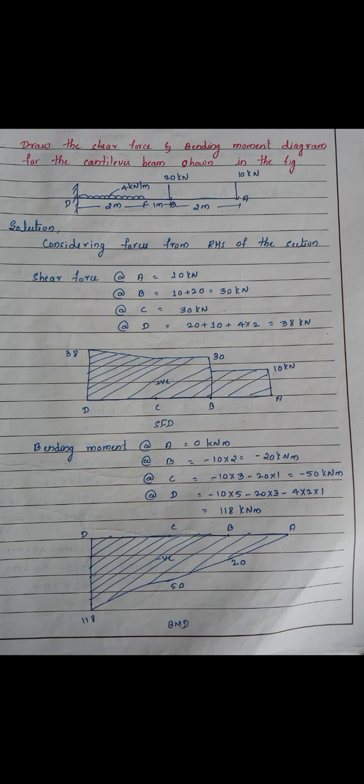So we need to draw the bending moment diagram. For that, first we draw the baseline, that is DCBA, and here at A the bending moment is 0, so we will have the 0 value. At B it is 20, at C it is 50, and at D it is 118, and all the values are negative, so we will take them below the baseline.